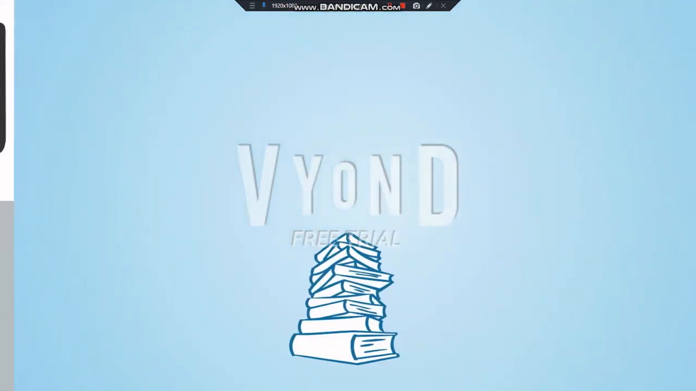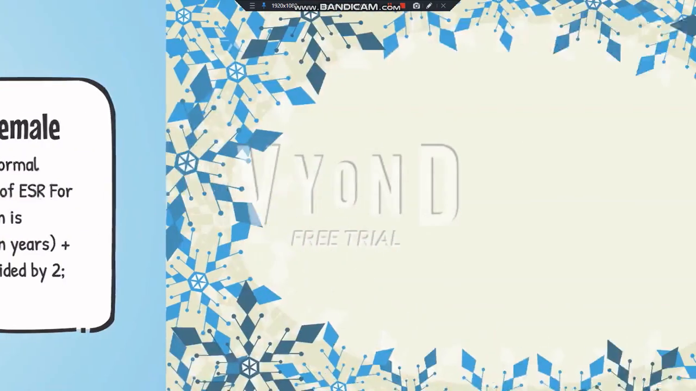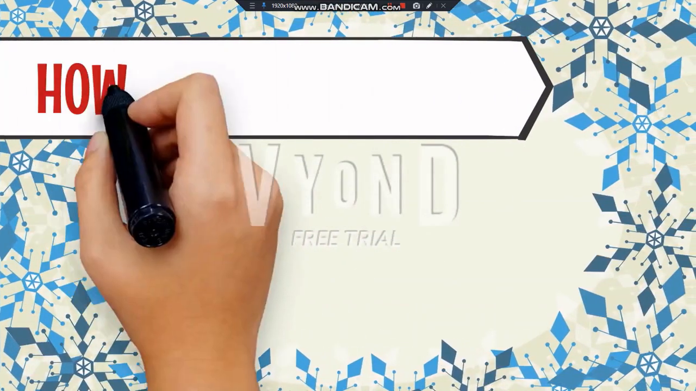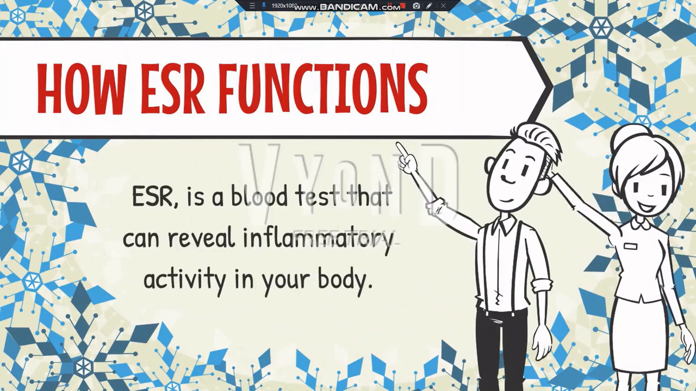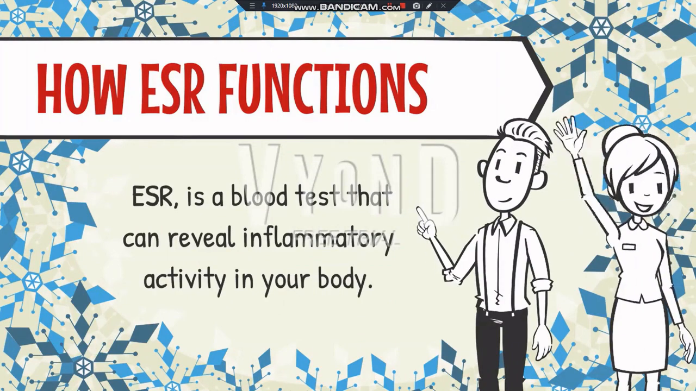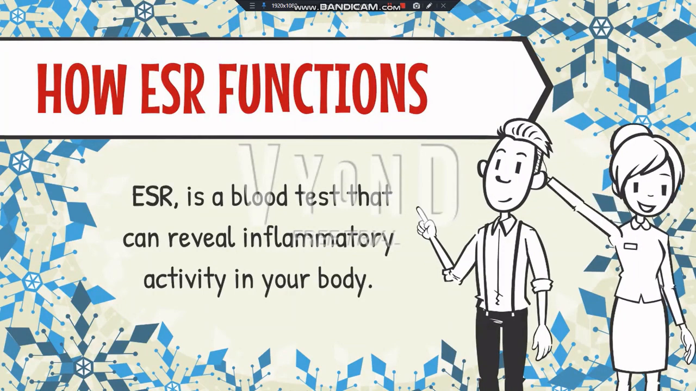How do we calculate E.S.R? It is quite simple, and it varies with gender. For males it is age divided by 2, whereas for females it is age plus 10 divided by 2. How E.S.R functions: E.S.R is basically a blood test that is carried out to know the well-being of the blood system. An E.S.R can detect any disturbances in the body like inflammation, etc.